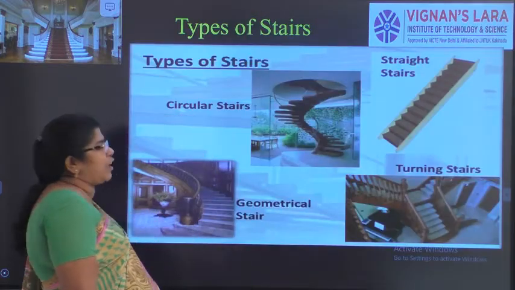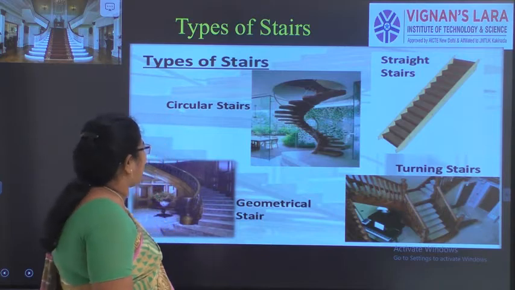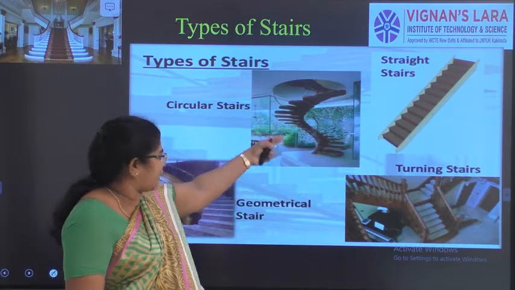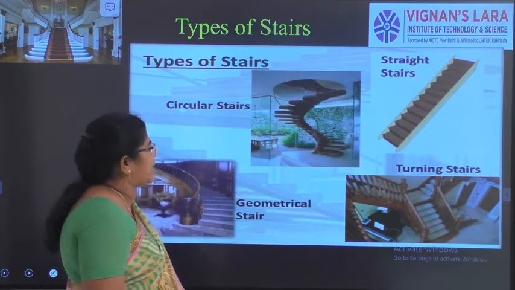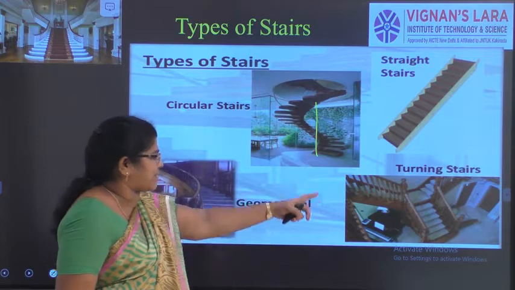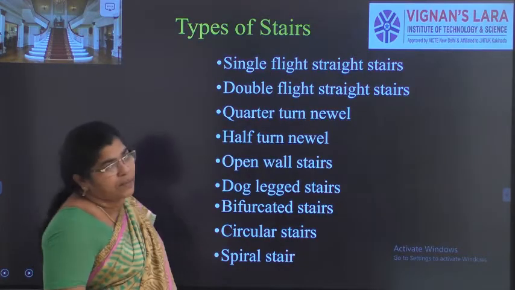Okay. So now we will go in for the types of staircases. We have the circular staircase and the straight staircase. Circular, otherwise called the spiral staircase, if there is some pillar in between, turning staircase and geometrical staircase. So these are the types of stairs.